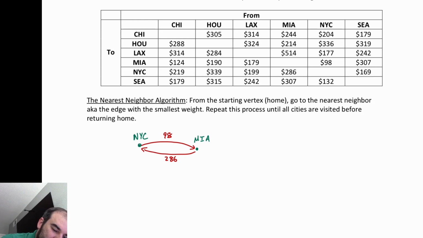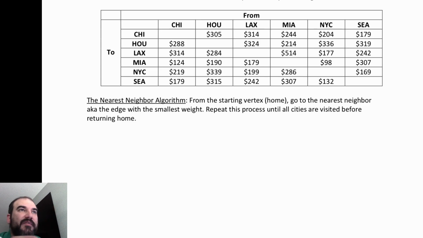So I'm going to try to make this a little bit simpler and remove that idea of having different prices going there and coming back, because that's going to make your graph look ridiculous and also very hard to figure out what the cheapest paths are going to be. What we're going to do instead is assume that traveling to and from the same two cities is going to cost the same. So going from Miami to New York is going to be the same as going from New York to Miami.